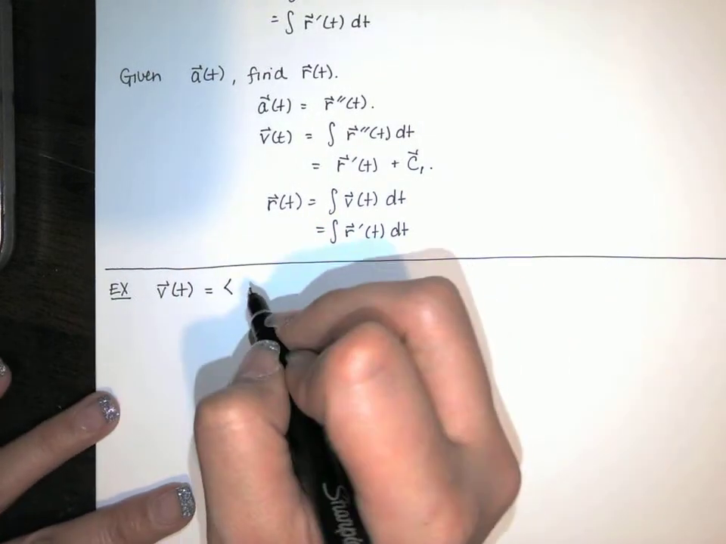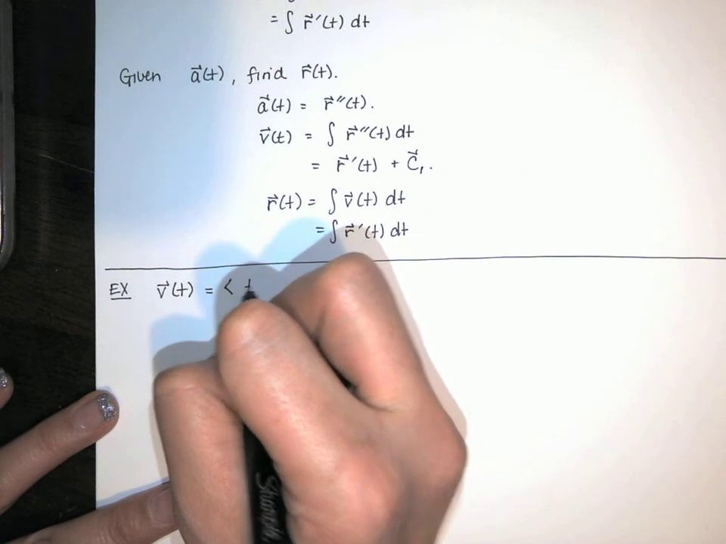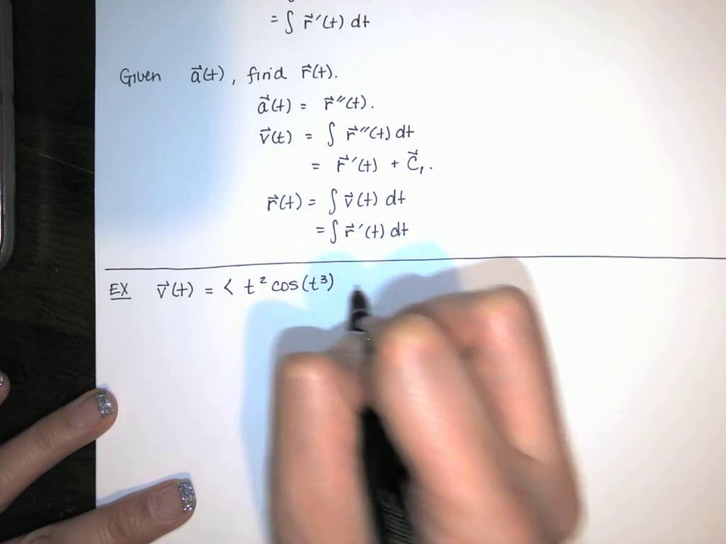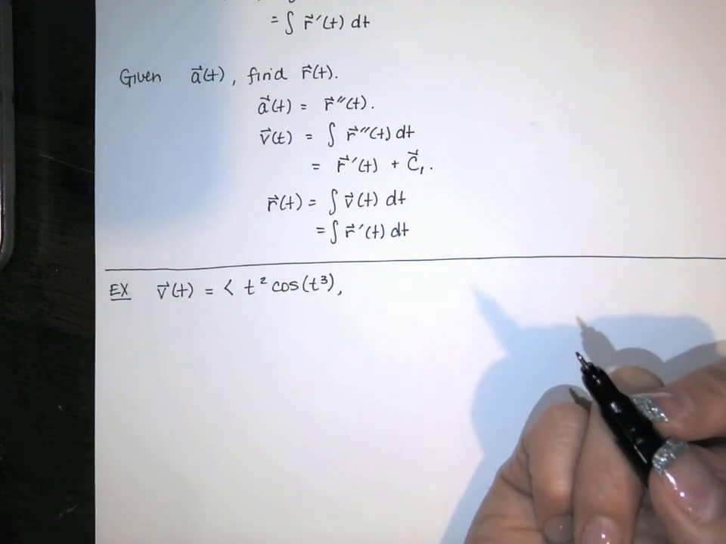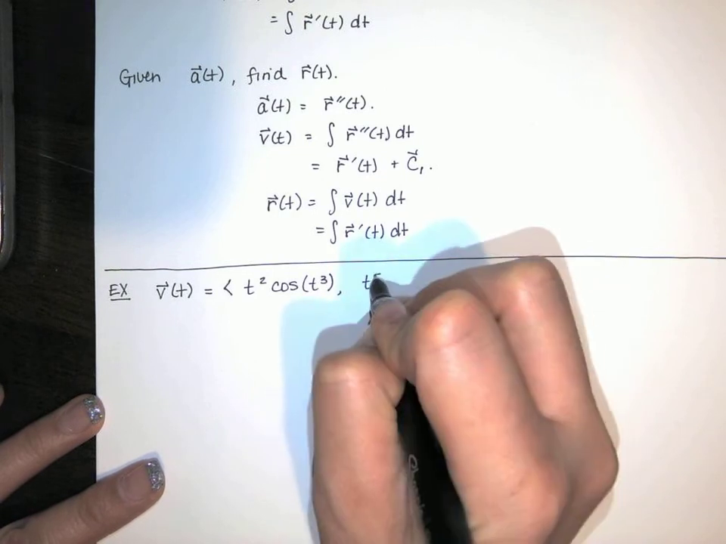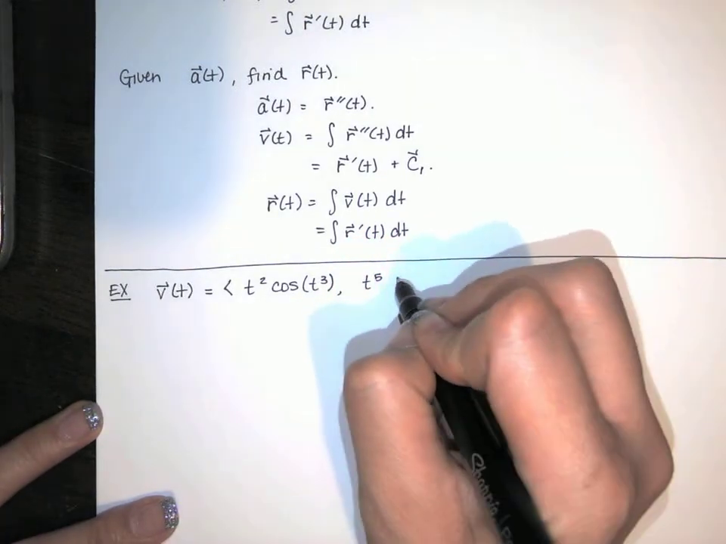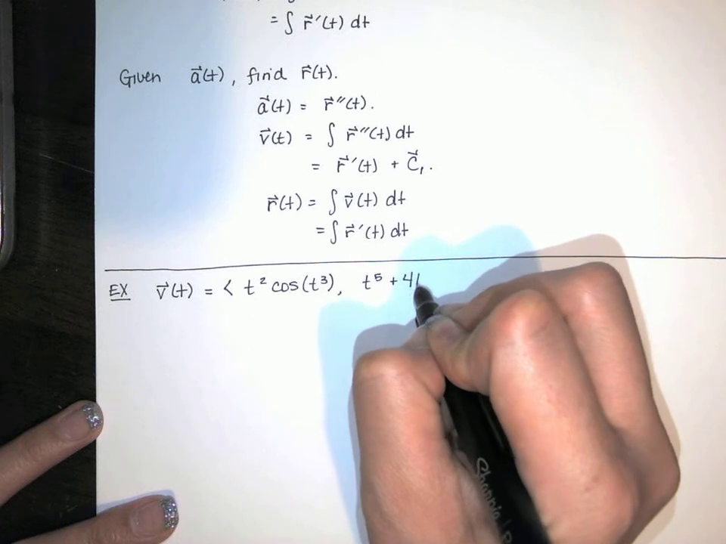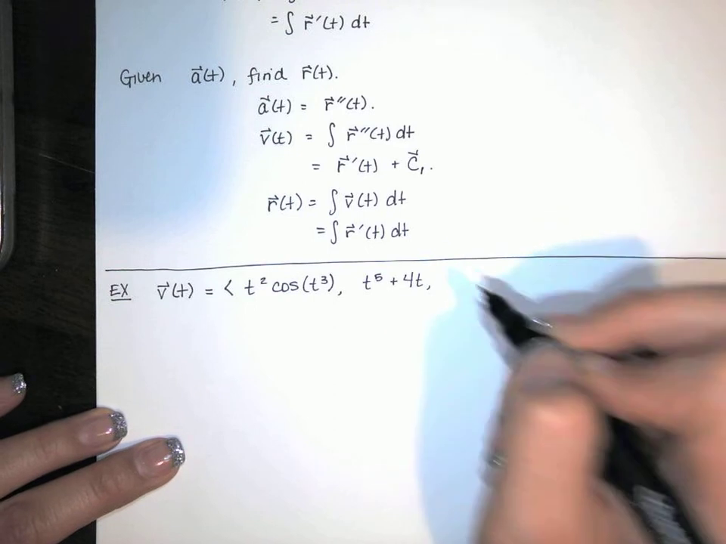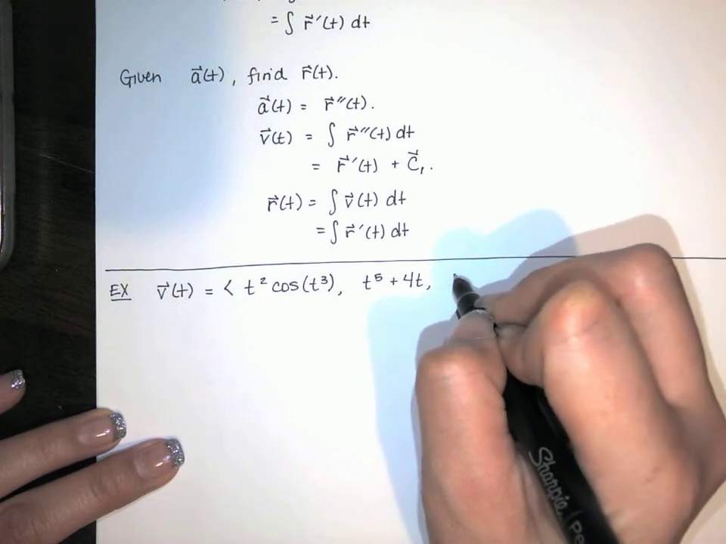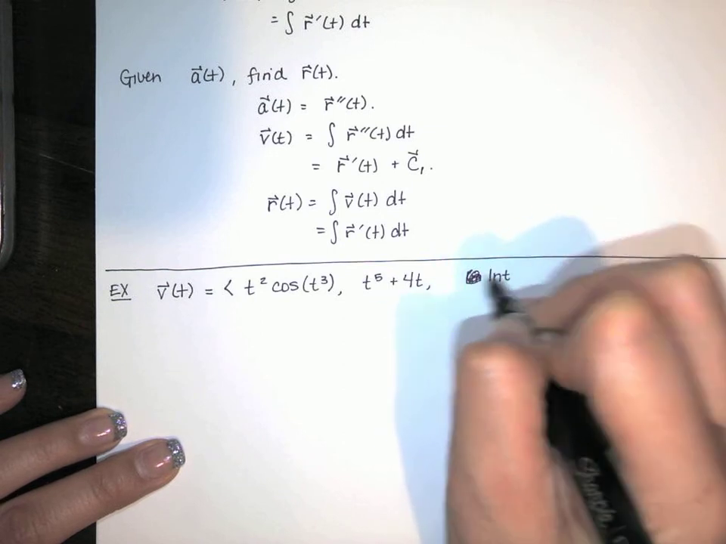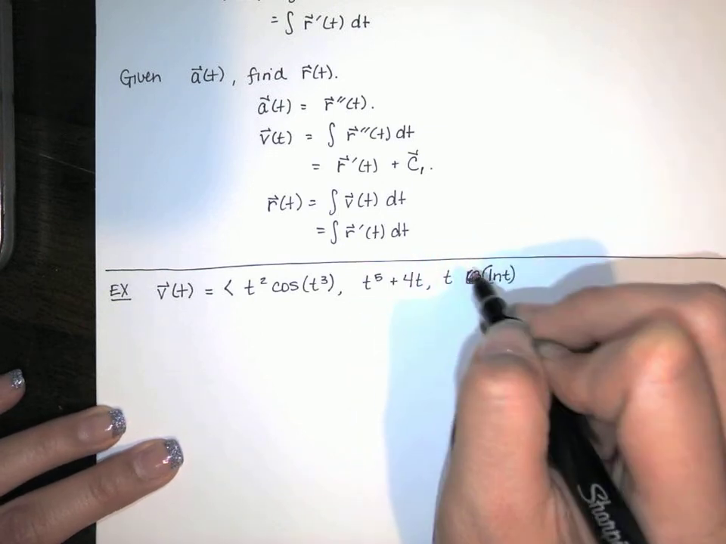Let's say our x component of the velocity is t squared times cosine of t cubed. And the y component of the velocity is just t to the fifth plus 4t. And the z component of the velocity is, say, natural log of t, and let's multiply that by t to the 1/2.